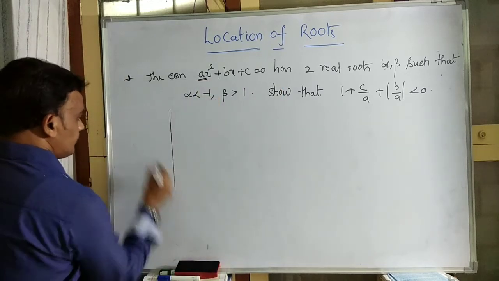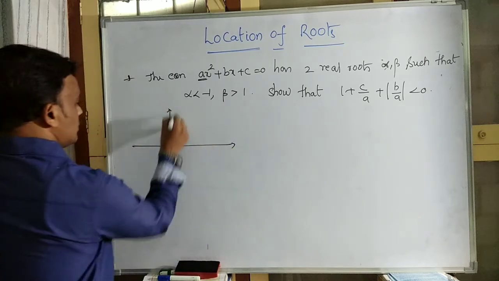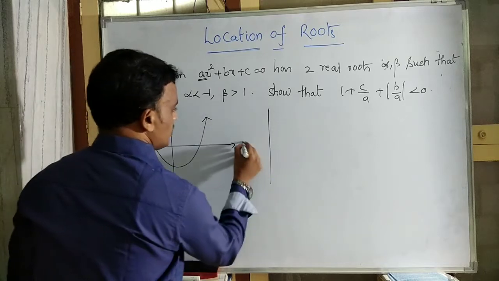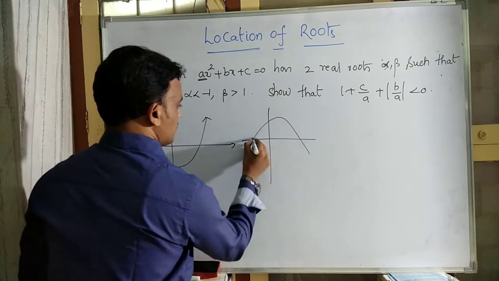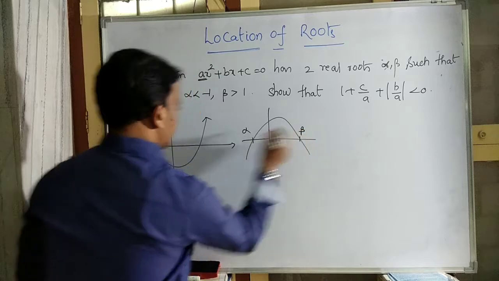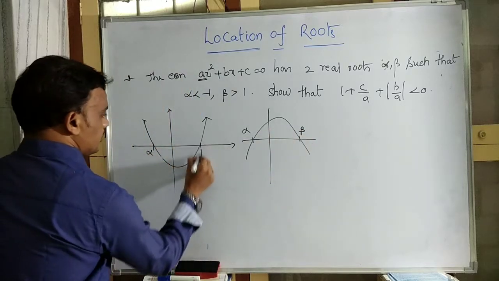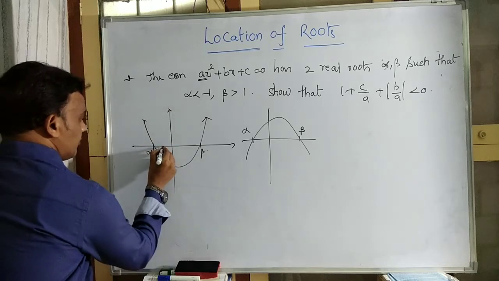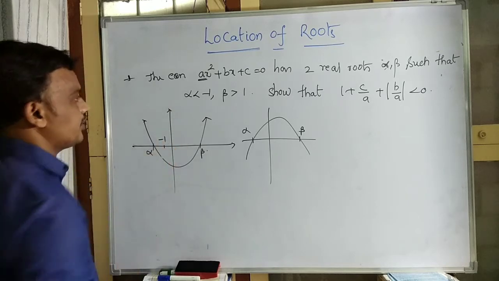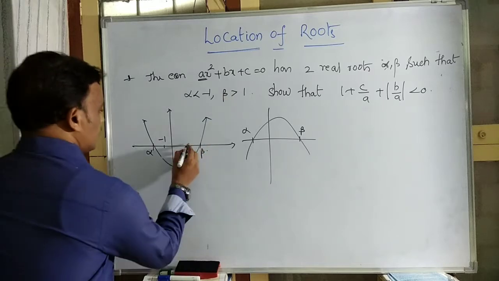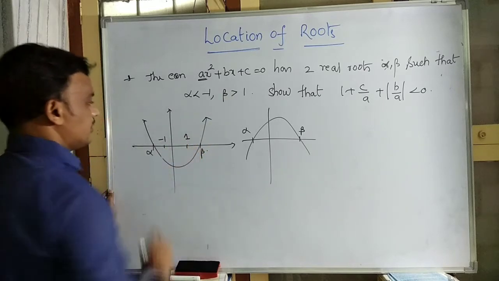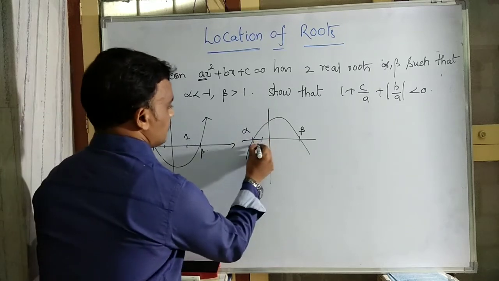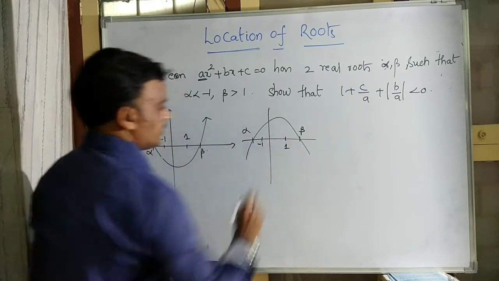When a is greater than 0, it may be like this. When a is less than 0, it may be like this. Alpha and beta. Come on, what is the condition? Alpha is less than minus 1, and beta is greater than 1. Here also, alpha is less than minus 1 and beta is greater than 1.